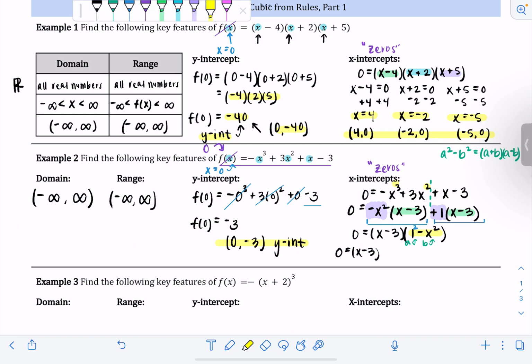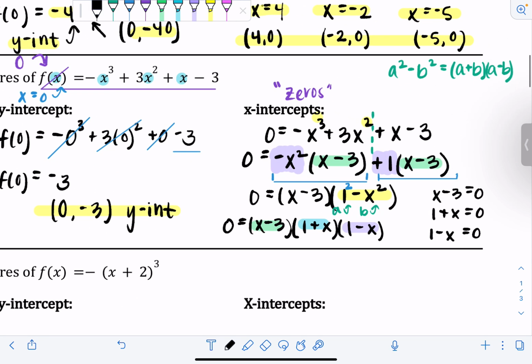And then this is going to factor into a plus b, so it'd be 1 plus x, times a minus b, so 1 minus x. And now it's completely factored, so I'm ready to set each factor equal to 0. So one factor is x minus 3, set that equal to 0. One factor is 1 plus x equals 0. And then one factor is 1 minus x. Set that equal to 0 as well. And then solve each individually to get x by itself.